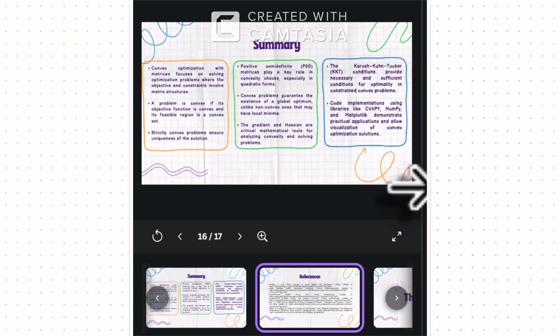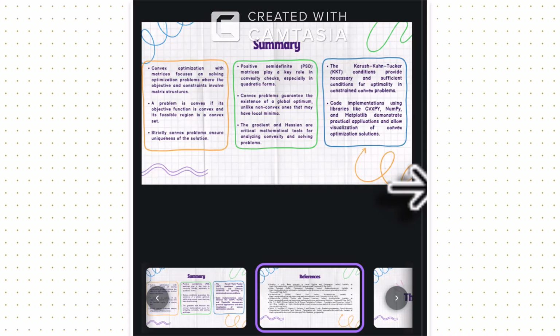Now to sum it all up, convex optimization with matrices is the study of optimization problems where both the objective function and constraints are expressed in matrix form. A problem is considered convex when the objective function is convex and the feasible region is a convex set. Strict convexity is especially important as it guarantees the uniqueness of the solution. Positive semi-definite matrices play a central role in verifying convexity, particularly in quadratic formulations. One of the strongest advantages of convex problems is that they always guarantee the existence of a global optimum. This is in contrast to non-convex problems which may have multiple local minima and can trap optimization algorithms.